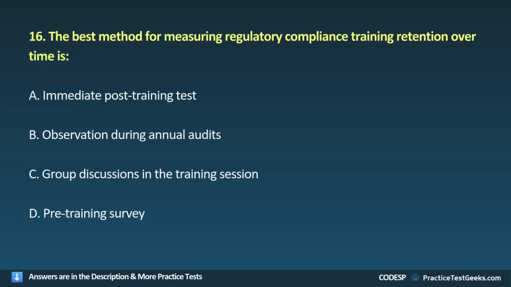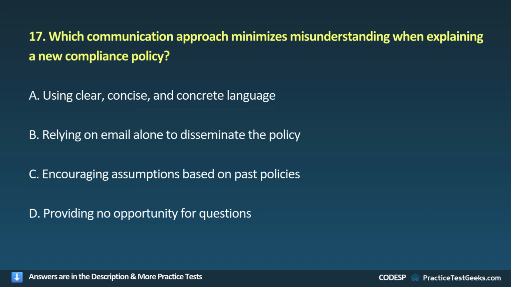16. The best method for measuring regulatory compliance training retention over time is A. Immediate post-training test. B. Observation during annual audits. C. Group discussions in the training session. D. Pre-training survey.